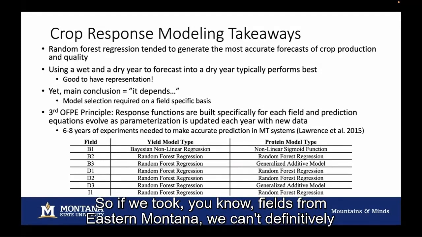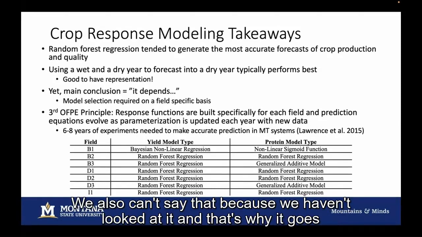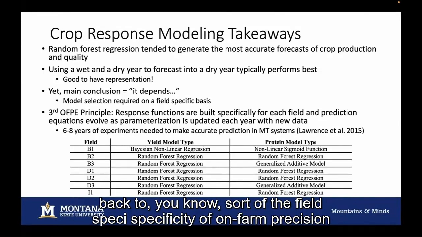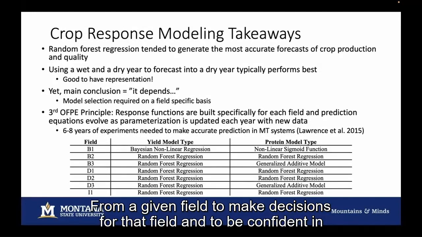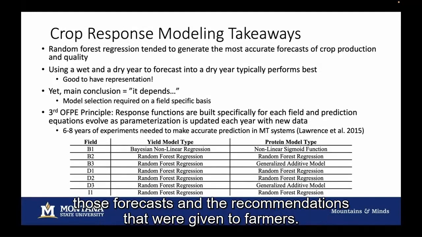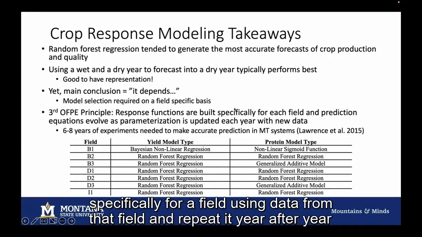So if we took fields from eastern Montana, we can't definitively say random forest regression would perform the best. If we took a farm from Illinois, we also can't say that because we haven't looked at it. And that's why it goes back to the field specificity of on-farm precision experimentation, where we need to use data from a given field to make decisions for that field and to be confident in those forecasts and the recommendations that we're giving to farmers. And again, the third OFP principle reflects that: build functions specifically for a field using data from that field and repeat it year after year.